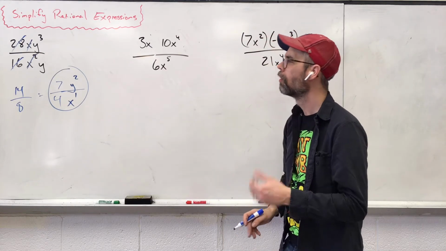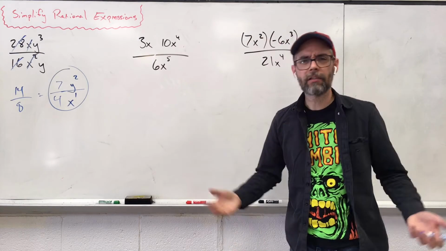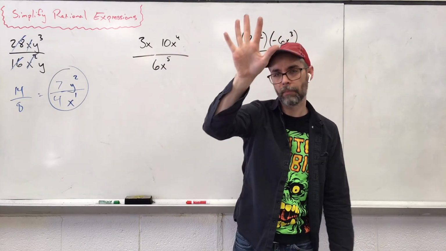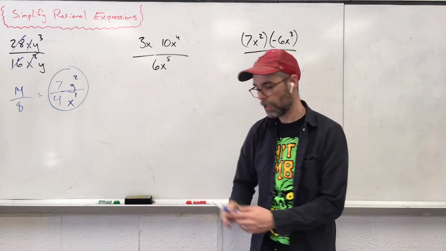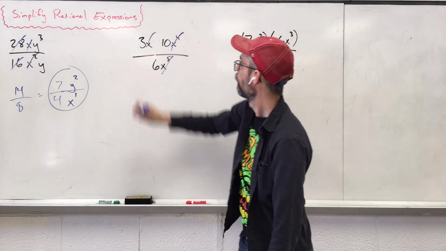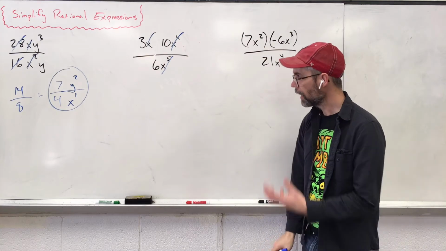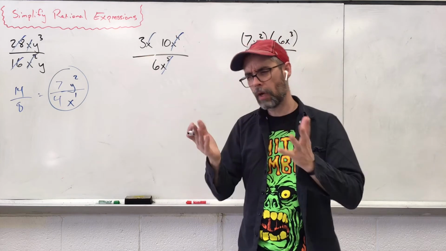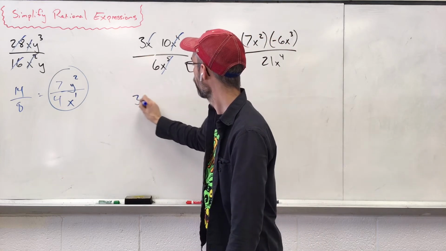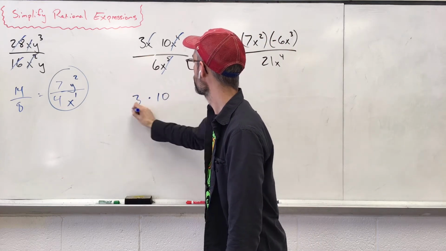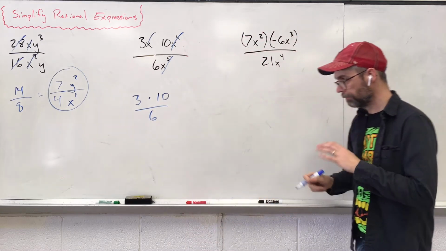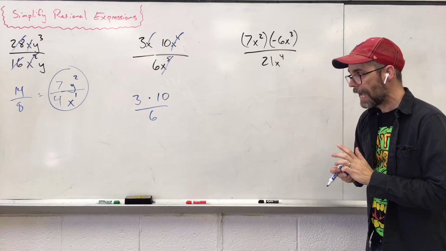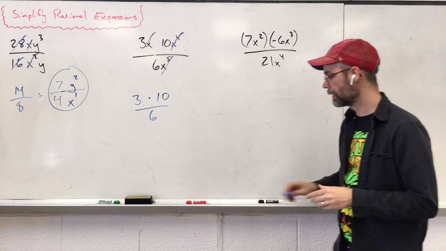So now, let's talk about x's. I have 1 x, I have 4 x's for a total of 5 up top. I have a total of 5 on the bottom. Guess what? They all just cancel out with each other. Now, I'm going to look at this next part in a different way than we're used to. So it says 3 times 10 over 6. I could multiply 3 and 10 together, yes.